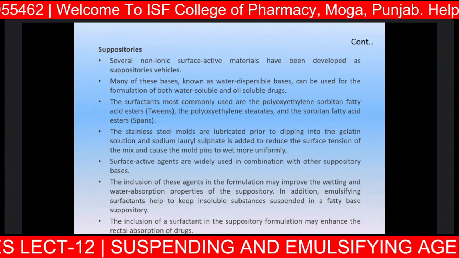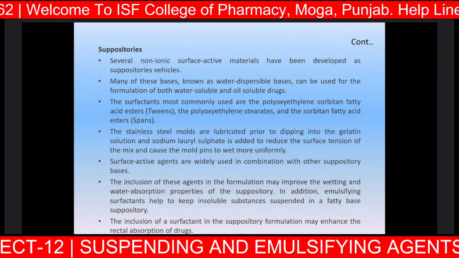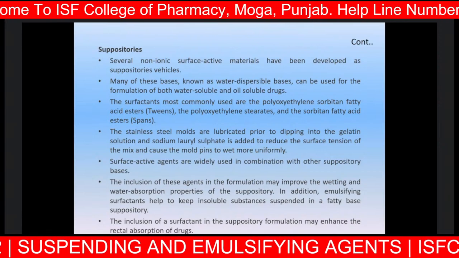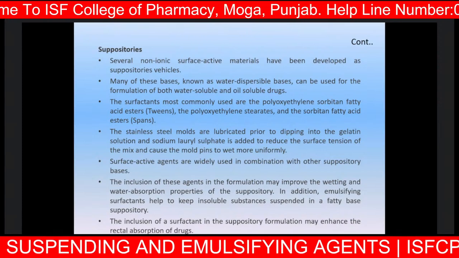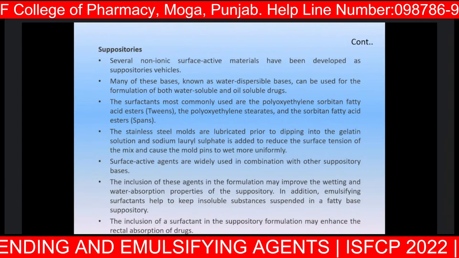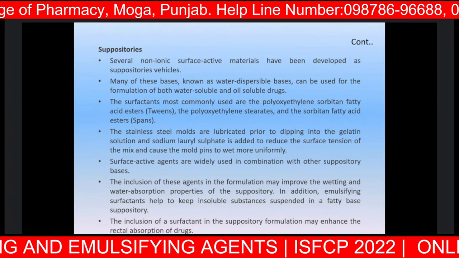The stainless steel molds are lubricated prior to dipping into the gelatin solution, and sodium lauryl sulfate is added to reduce the surface tension of the mix and cause the mold pin to wet more uniformly.